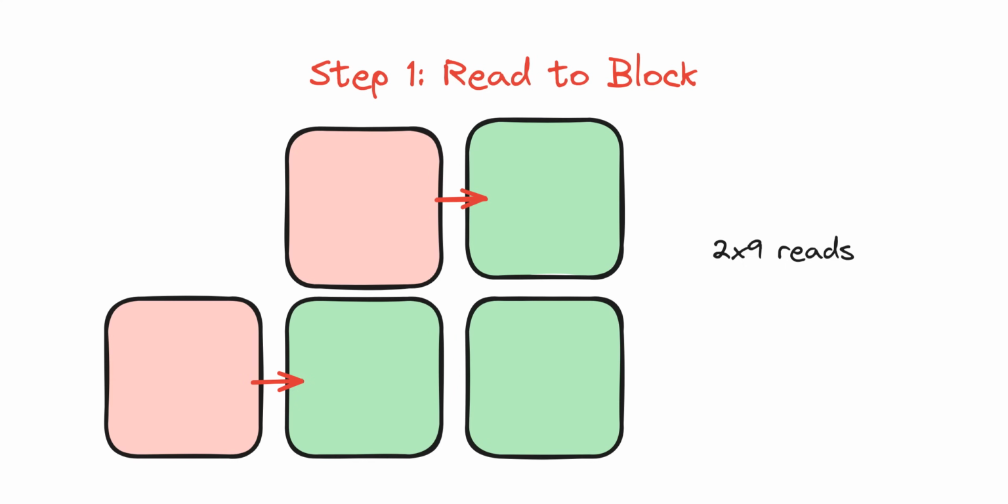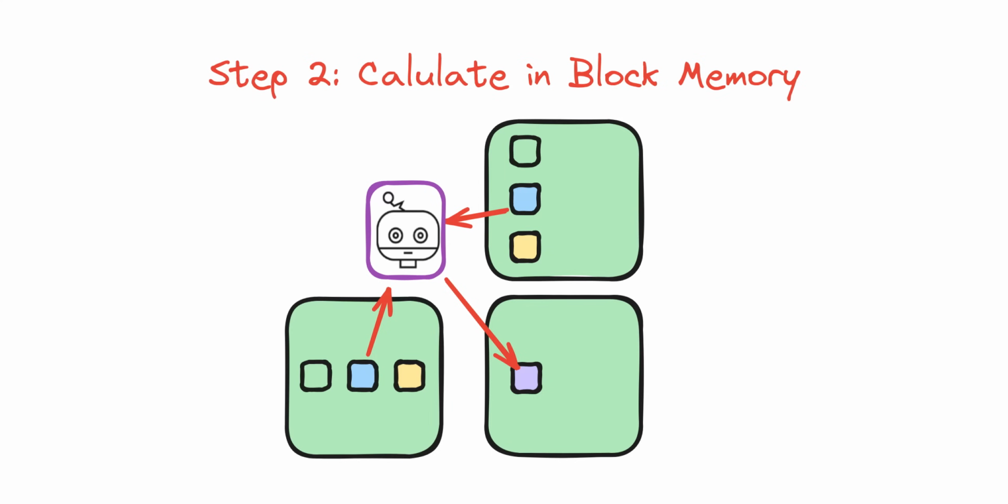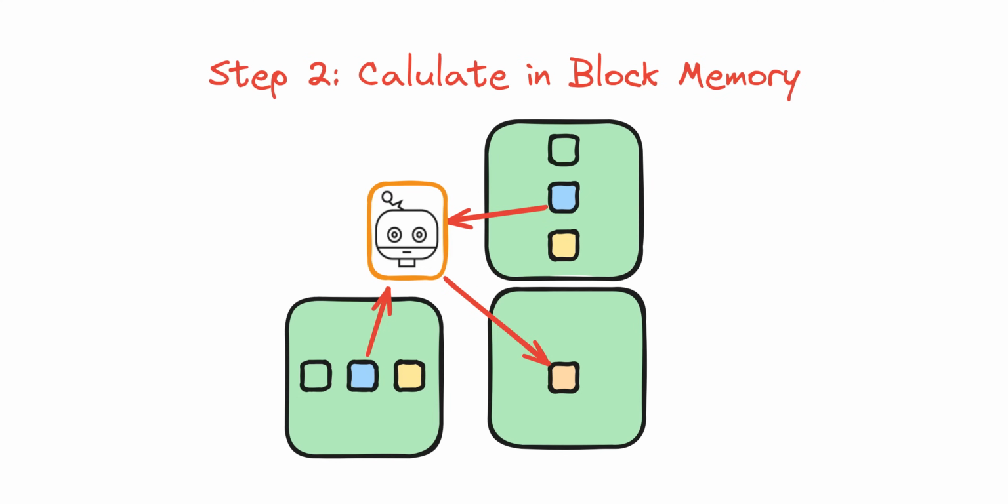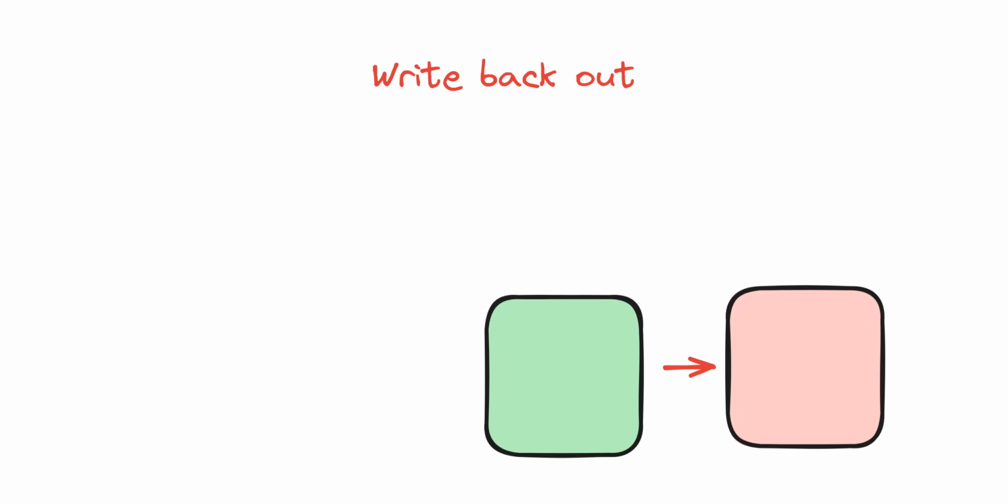In step 1, we read from global memory into the block memory. We'll do this by reading the whole matrix into our block memory, yielding 2 times 9 global reads. Once we have the matrix in our block memory, we can have each thread do the same operations we saw before. But now the reads are from the shared memory, not from the global memory. This is much, much faster in practice. Since the memory is shared, different threads can reuse the same rows and columns to compute different positions in the output matrix. When we're done, we can simply copy the shared AB calculated matrix back out to global memory for use in the next operation.